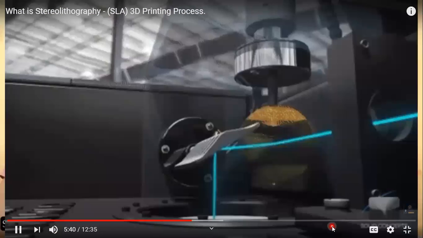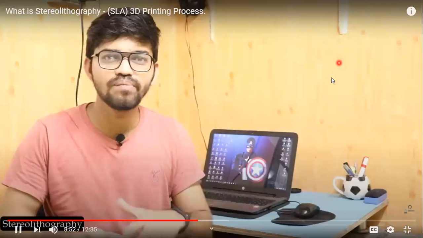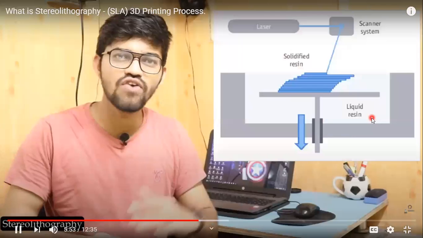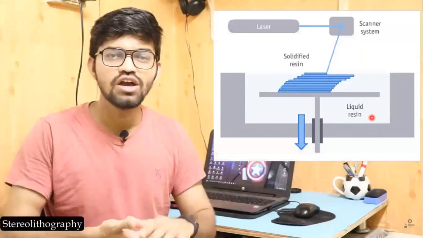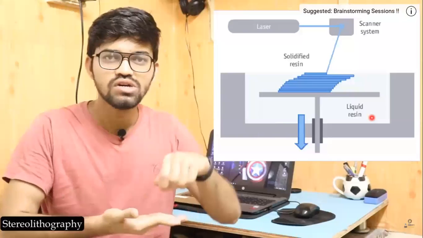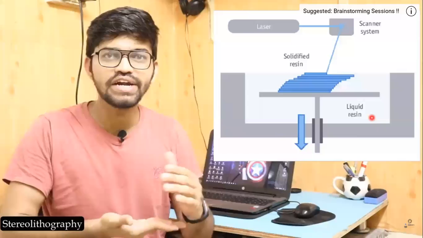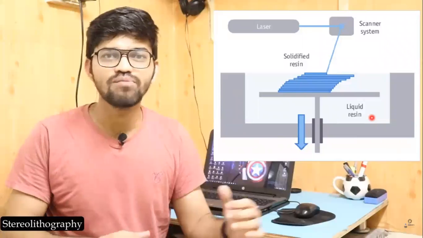So each layer gets fused to the base layer, that is the upper layer. This is how the cross sections of each and every part or model get manufactured by this ultraviolet laser and the table, as the table moves downwards and the laser moves along the predetermined path to form the cross sections and the design of the 3D printed model or object.